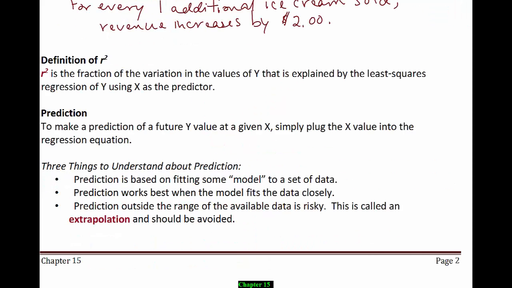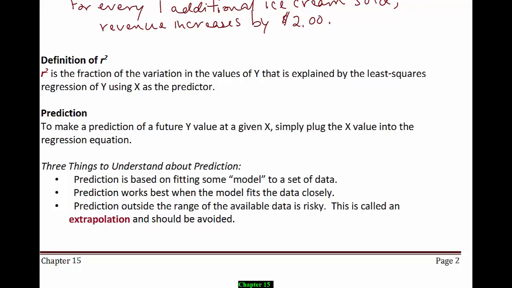Now we're going to explore the definition of r squared. Remember r, the correlation coefficient from chapter 14? R squared is literally the square of r. R squared has a completely different interpretation. R squared is the fraction of the variation in the values of y that is explained by the least squares regression of y using x as the predictor. We will do an example of that in a little bit.